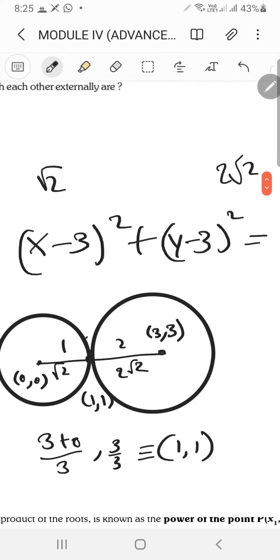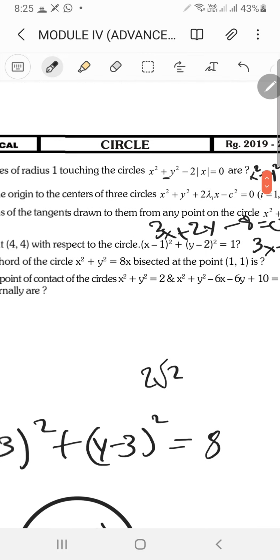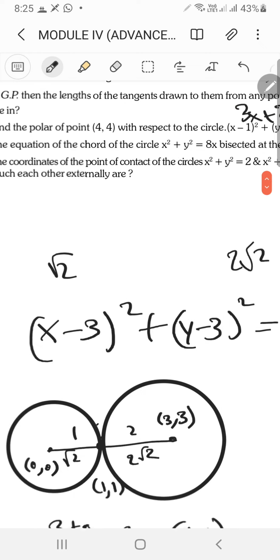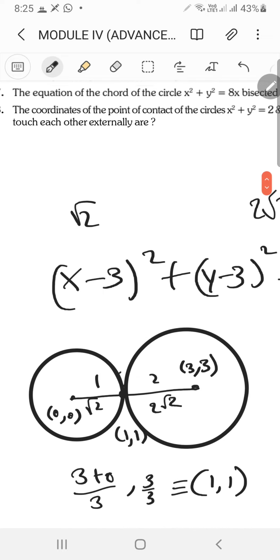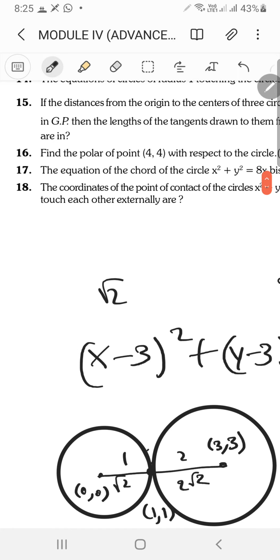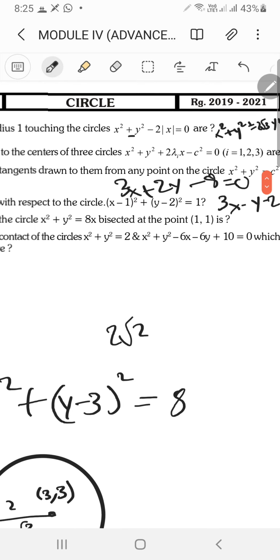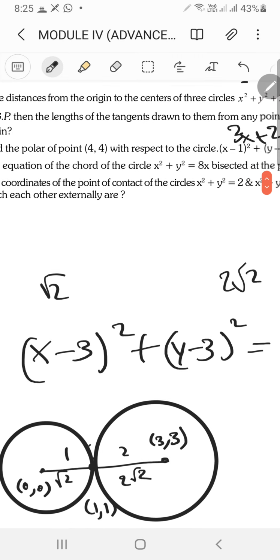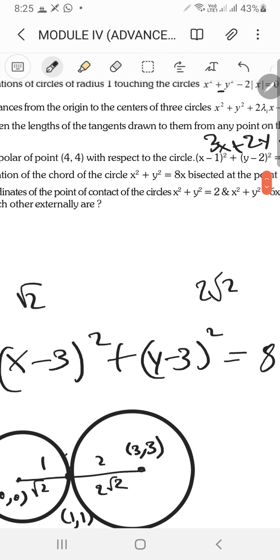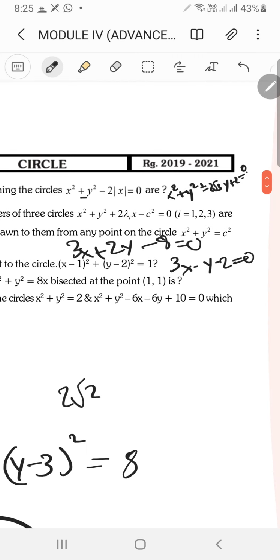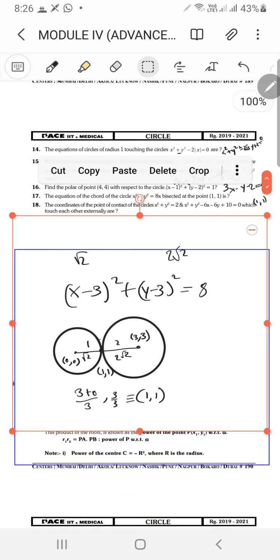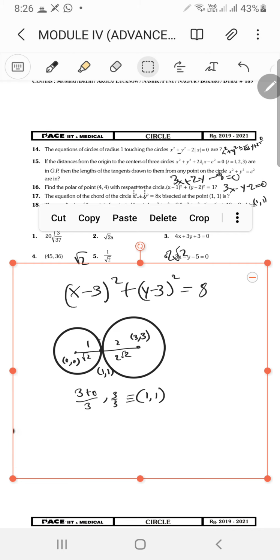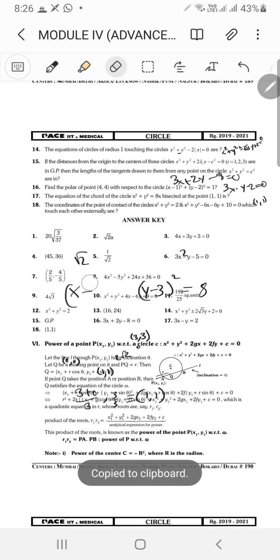Cool, that's it. Okay, what's the other thing? Either this is the point of contact or it is the midpoint of their common chord, whatever. So the next thing, which is touch either externally or internally, yeah, it's (1, 1). Anything else? Any other question? No, that's it. So cut this.